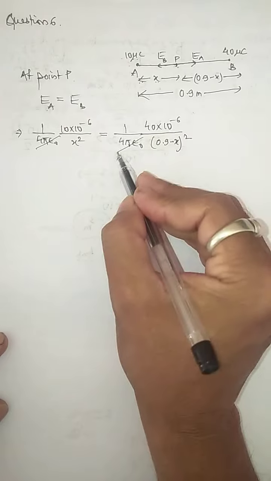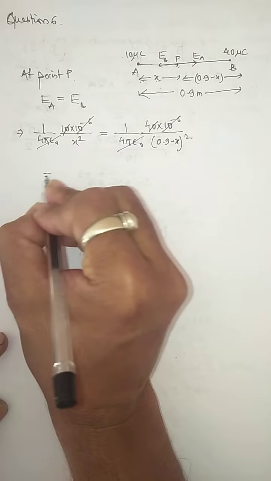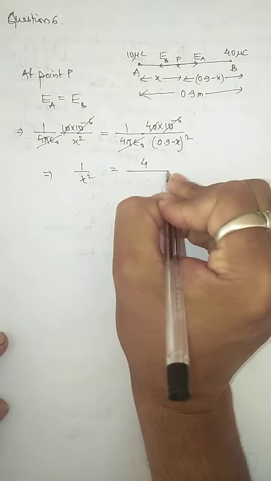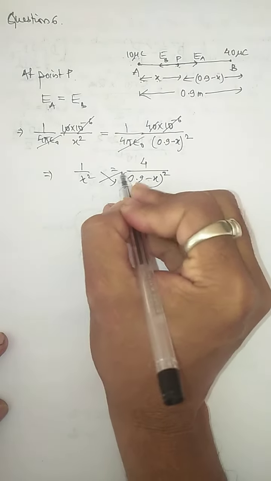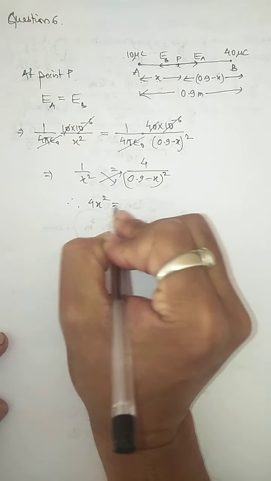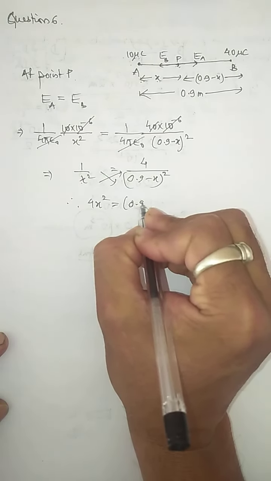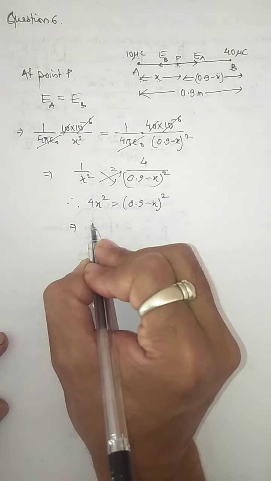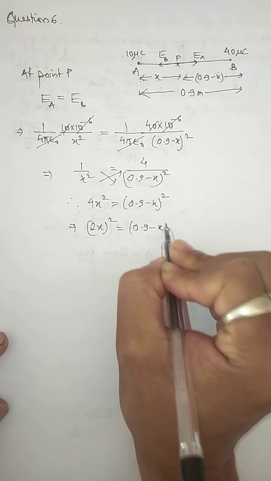The 10 to the minus 6 cancels out on both sides. What remains is, on the left hand side, 1 by x square, and on the right hand side, 4 by (0.9 minus x) whole square. We can just cross multiply. Cross multiplying, we can write 4 into x square is 4x square, and 1 into this means (0.9 minus x) square. I can write 4x square as (2x) whole square, and this is (0.9 minus x) whole square.